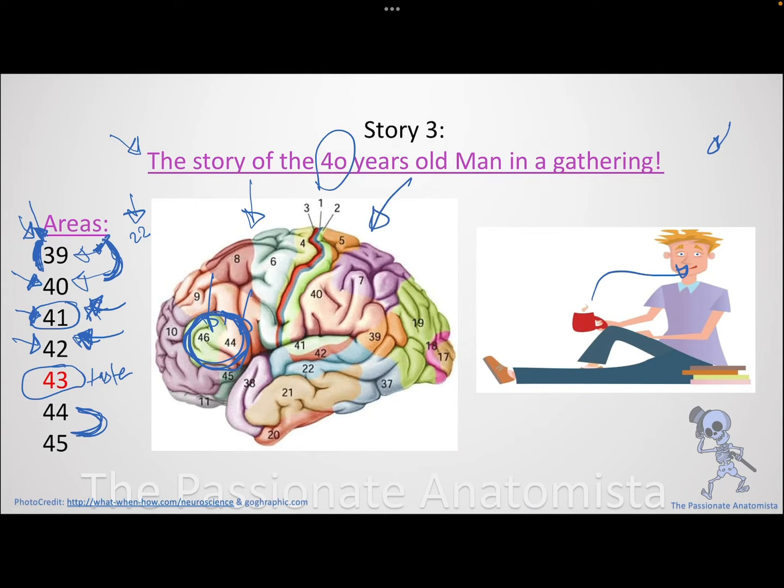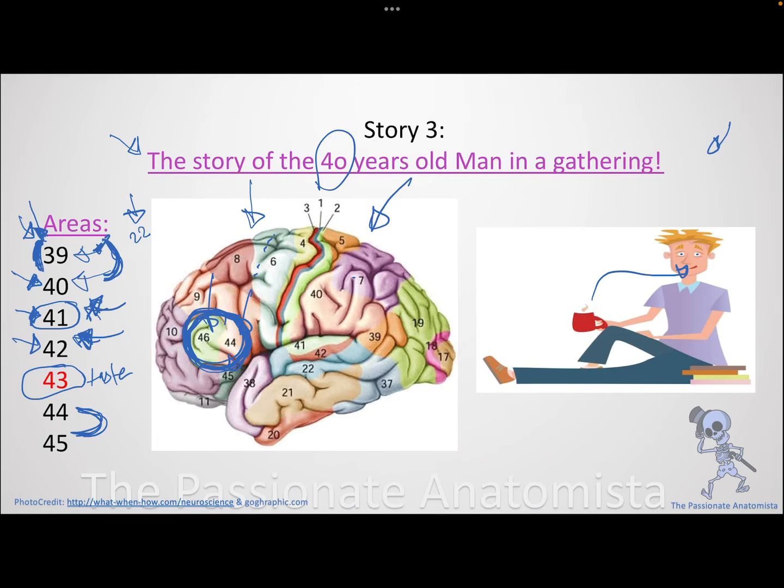Also, remember that here is motor, here is sensory, and remember this when you study the homunculus, because I told you that the leg area is medial, and laterally you have the upper parts of the body. As you reach down, you come to the vocal area: the larynx, the pharynx, your mouth, your tongue. That's going to be down here for talking, and we're going to see that as we proceed.